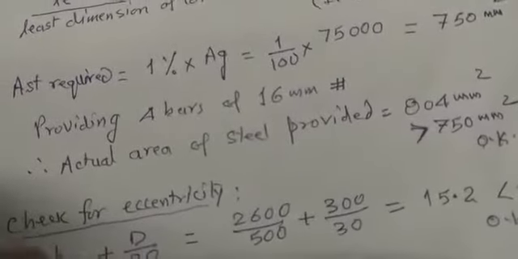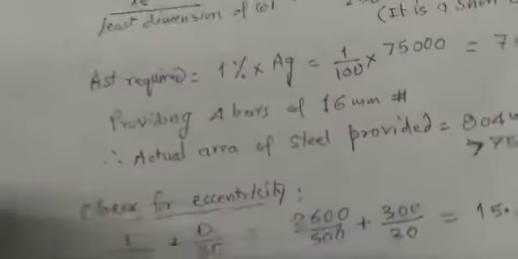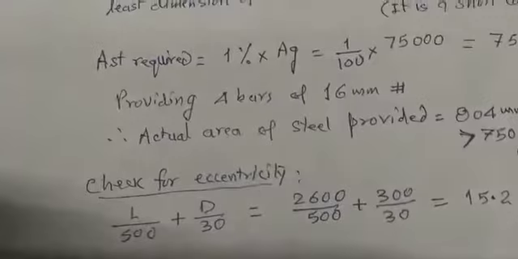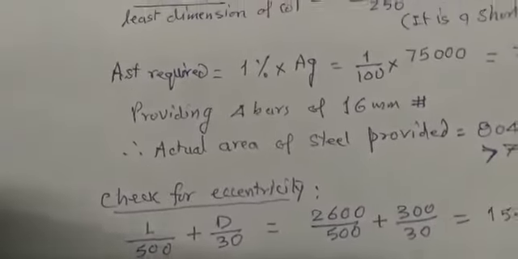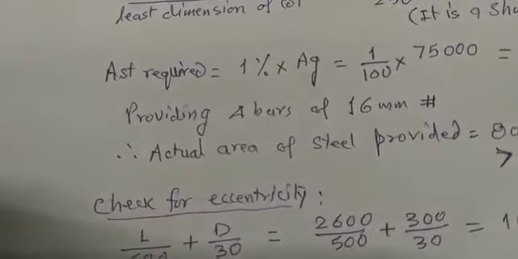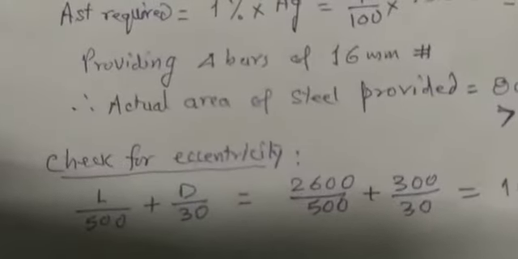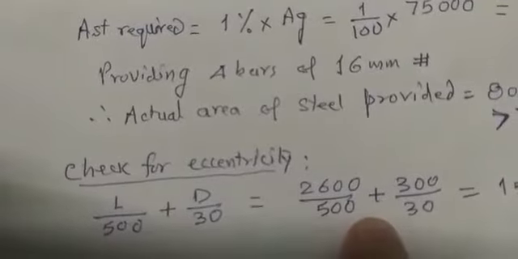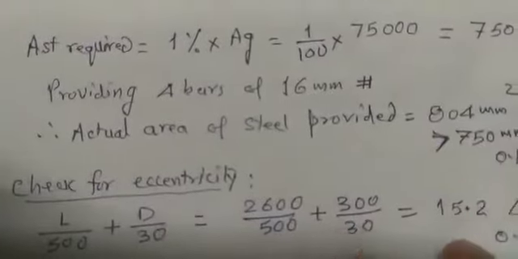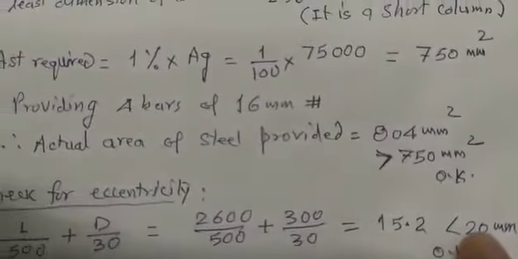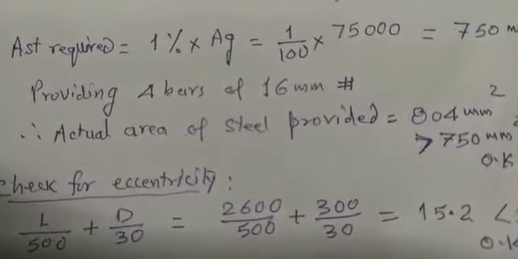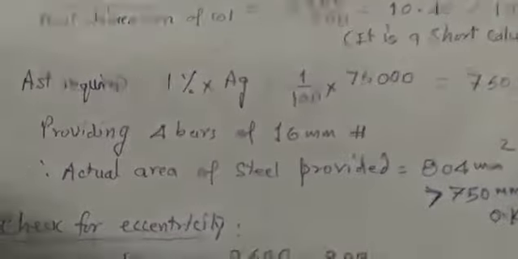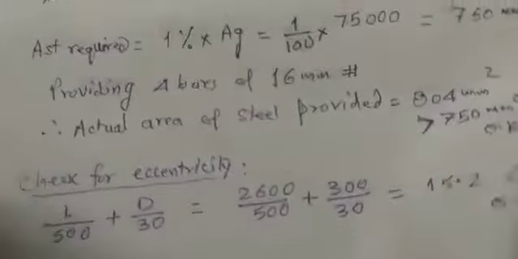Here, the second check that we have to apply is the check for eccentricity. Under any circumstances, we have to see that the unsupported length of the column upon 500 plus d upon 30 should always be less than 20 mm. So, 2600 upon 500 plus 300 upon 30 comes out to 15.2, which is less than 20. So, we can say our design is safe.